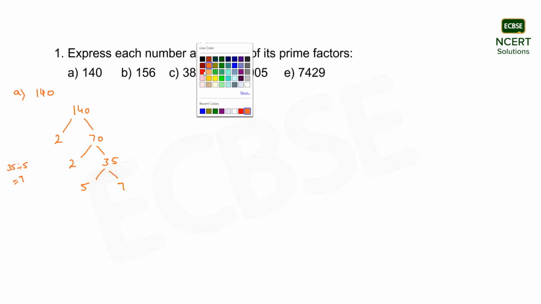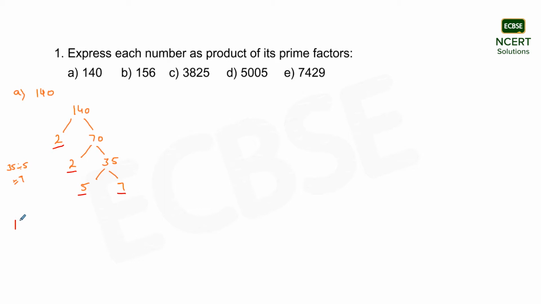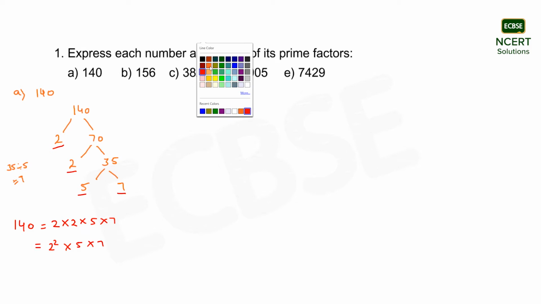So the prime factors involved for the number 140 are 2, 2, 5 and 7. So I can represent the number 140 as 2 into 2 into 5 into 7, which can also be represented as 2 raised to power 2 into 5 into 7. So this was about the A part.